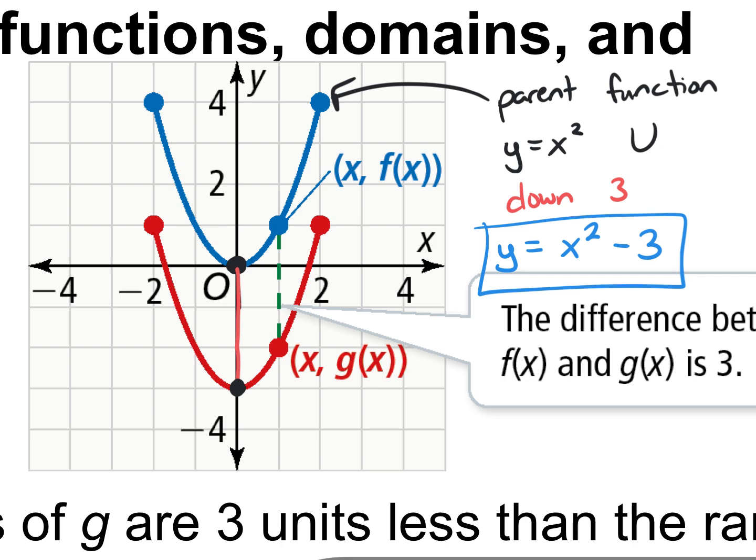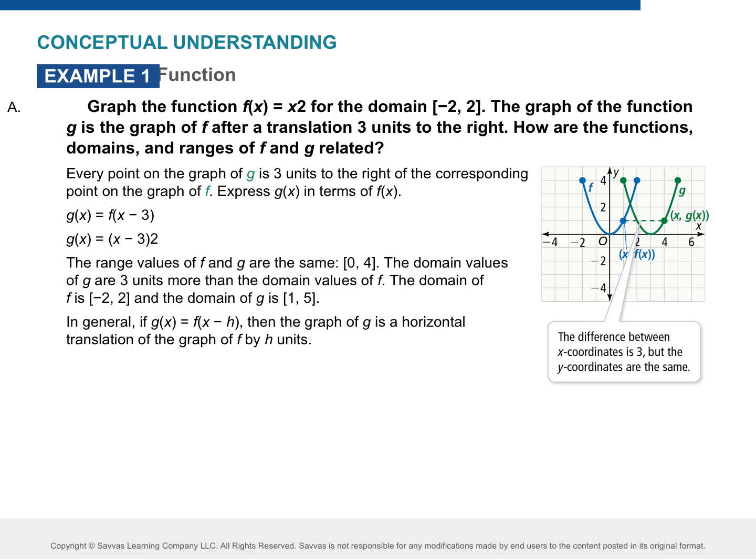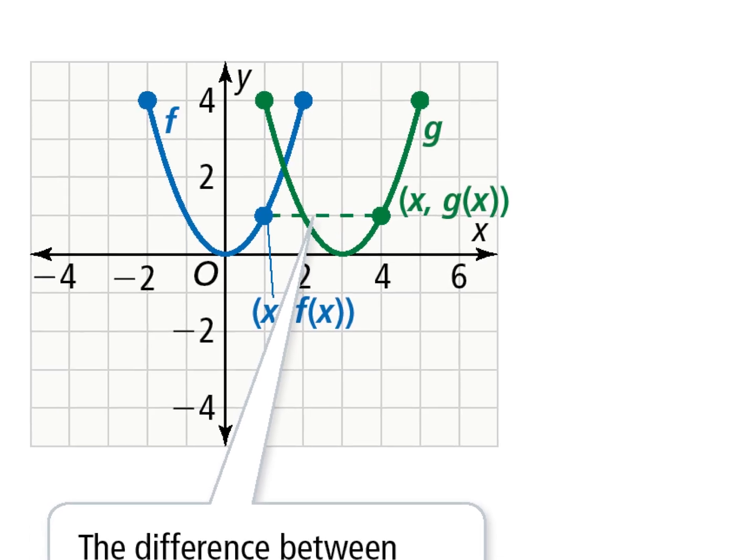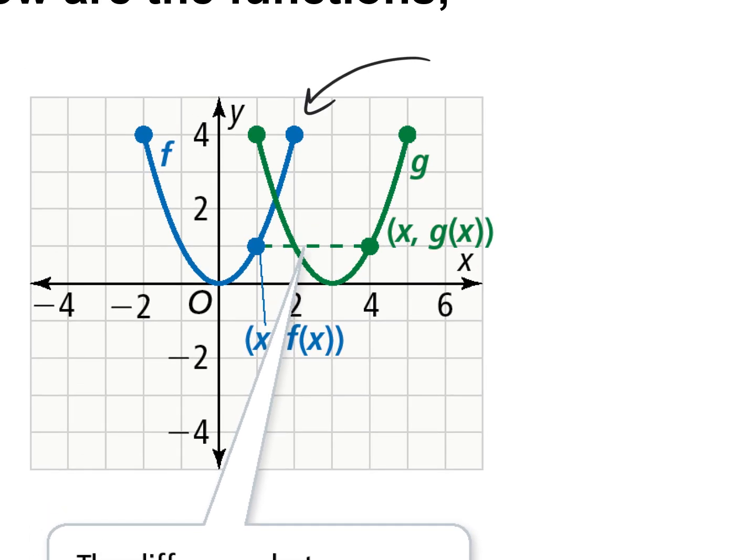Okay. Let's look at the next graph. This graph here, right below that one. Which one of these, blue or green, is my parent function? Blue, because 0, 0. Yep.